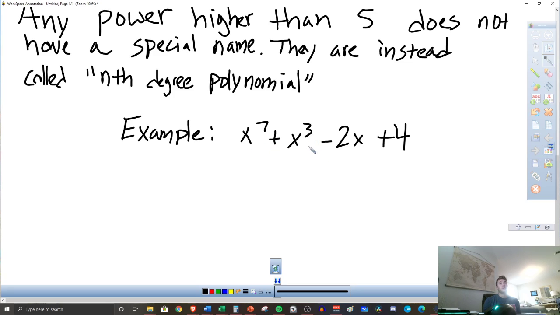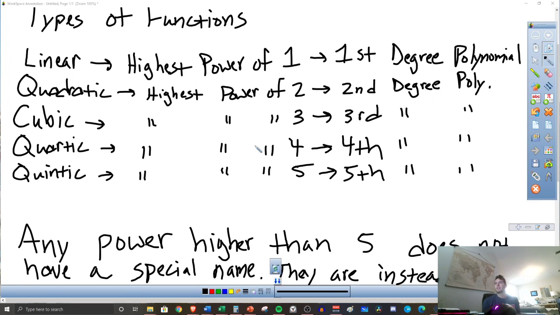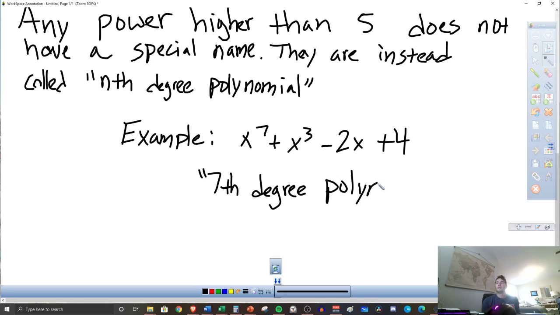Well, look to the highest power. Does it match our list up here with any of the ones with the special names? No, because the highest power is what? Well, it's 7, so it doesn't have a special name, but we would call this a 7th degree polynomial. There you go. That's how we would describe this function.